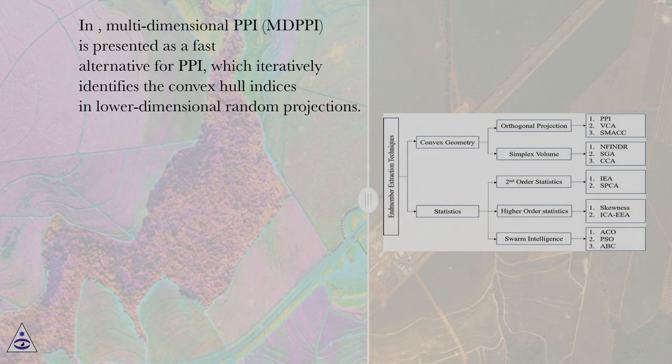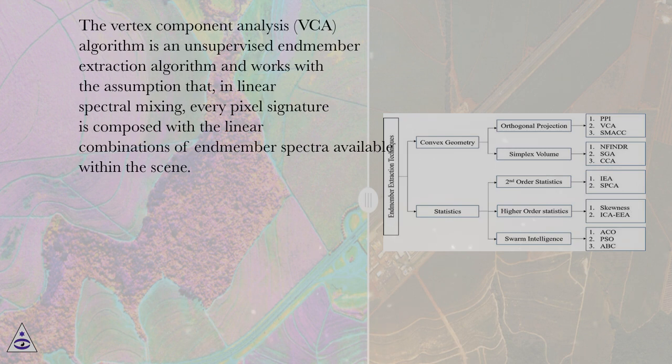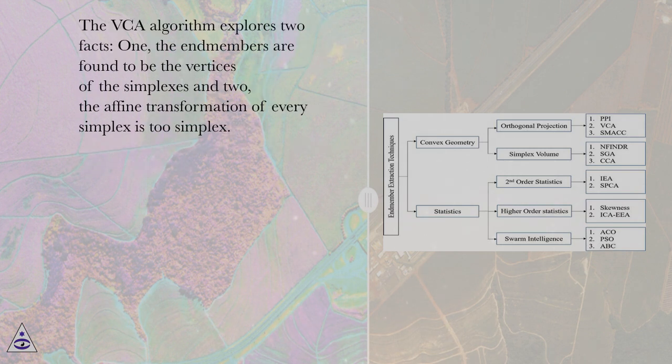dimensional random projections. The vertex component analysis, VCA, algorithm is an unsupervised end member extraction algorithm and works with the assumption that, in linear spectral mixing, every pixel signature is composed of linear combinations of the end member spectra available within the scene. The VCA algorithm explores 2 facts: 1, the end members are the vertices of simplexes, and 2, the affine transformation of every simplex is a simplex.